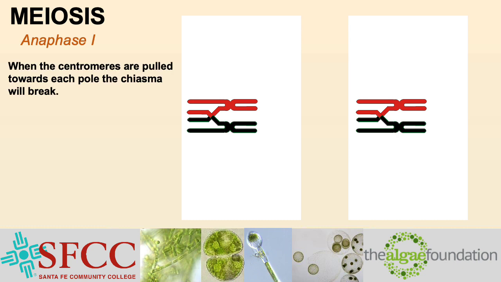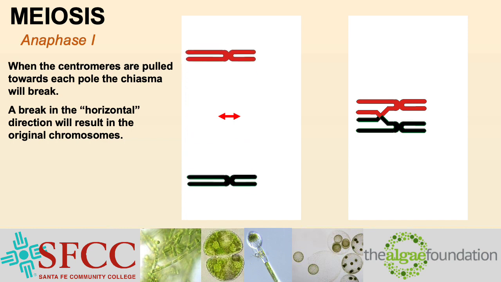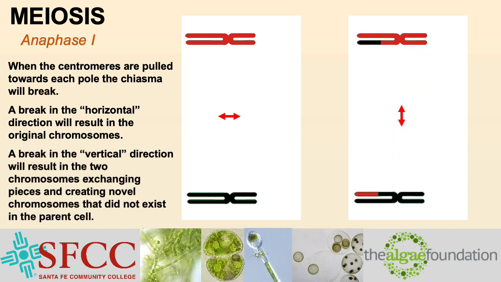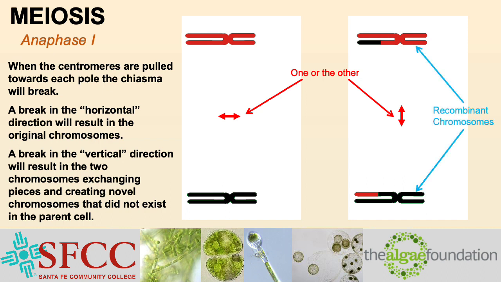When the centromeres are pulled towards each pole, the chiasmata will break. A break in the horizontal direction will give back the chromosomes that you started with. A break in the vertical direction will exchange pieces that were crossed over. This exchange of chromosome fragments will create new chromosomes that did not exist in the parent cell. At each anaphase 1, you can have one or the other. Chromosomes that are created by this mechanism are called recombinant chromosomes to distinguish that they came about by recombining the genetic material.